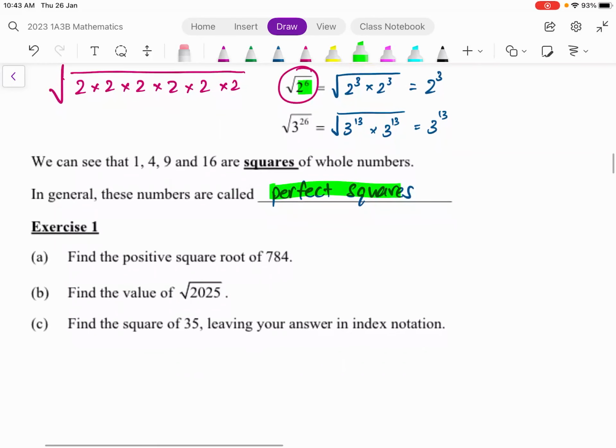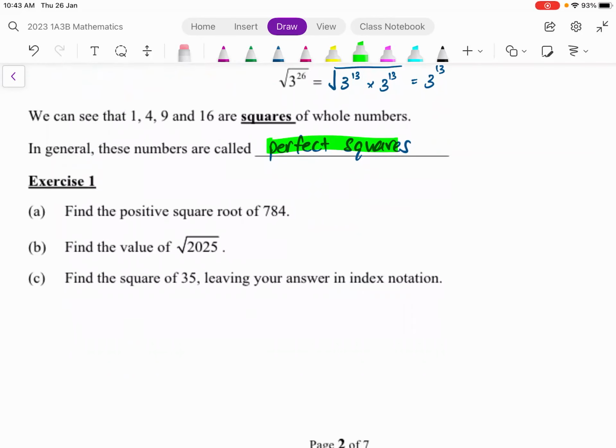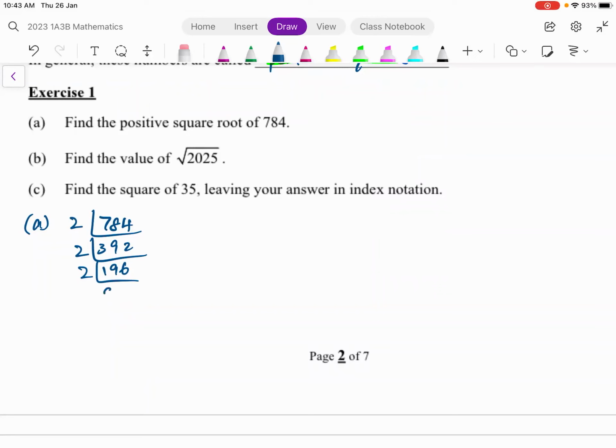Okay, so here we have some examples. I know that you can just use your calculator, square root of 784, no problem. But let us try doing it by index notation. So part A, square root of 784. We try and divide it by 2. So we get 392. Divide by 2 again, so we get 196. Divide by 2 again. This will give us 98, 2, 49, 7, and 7.